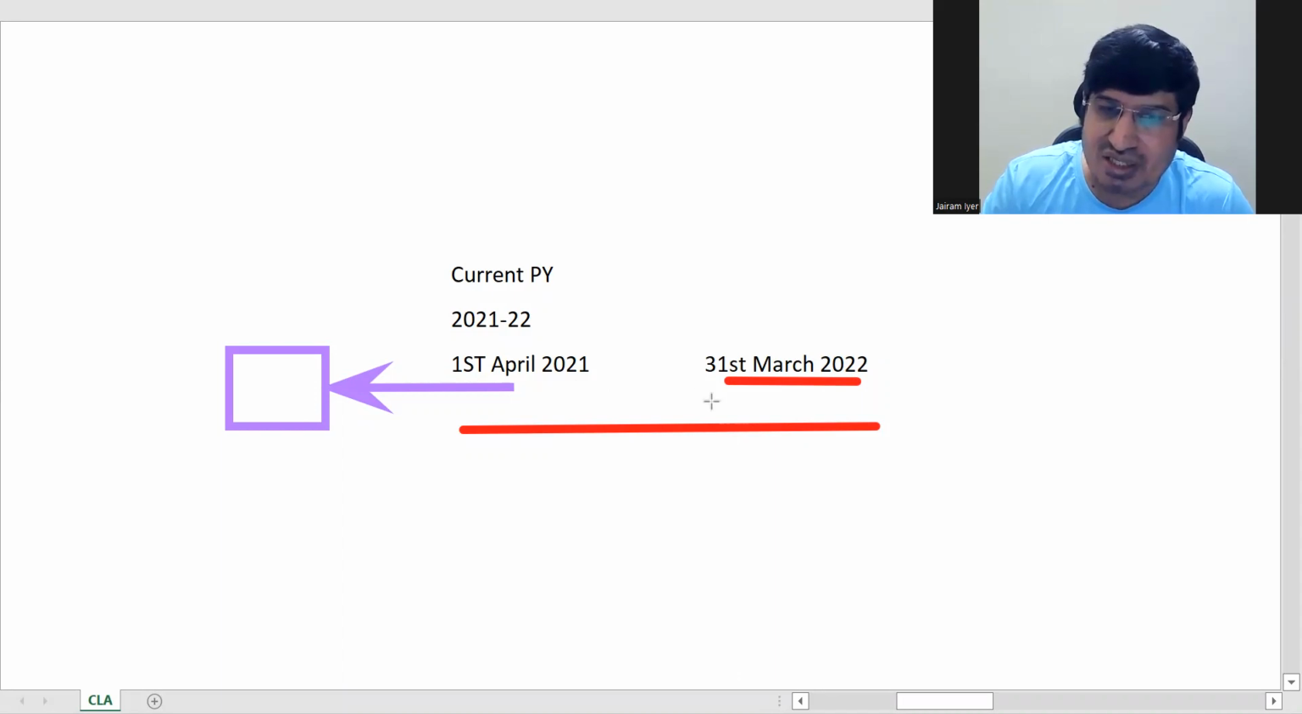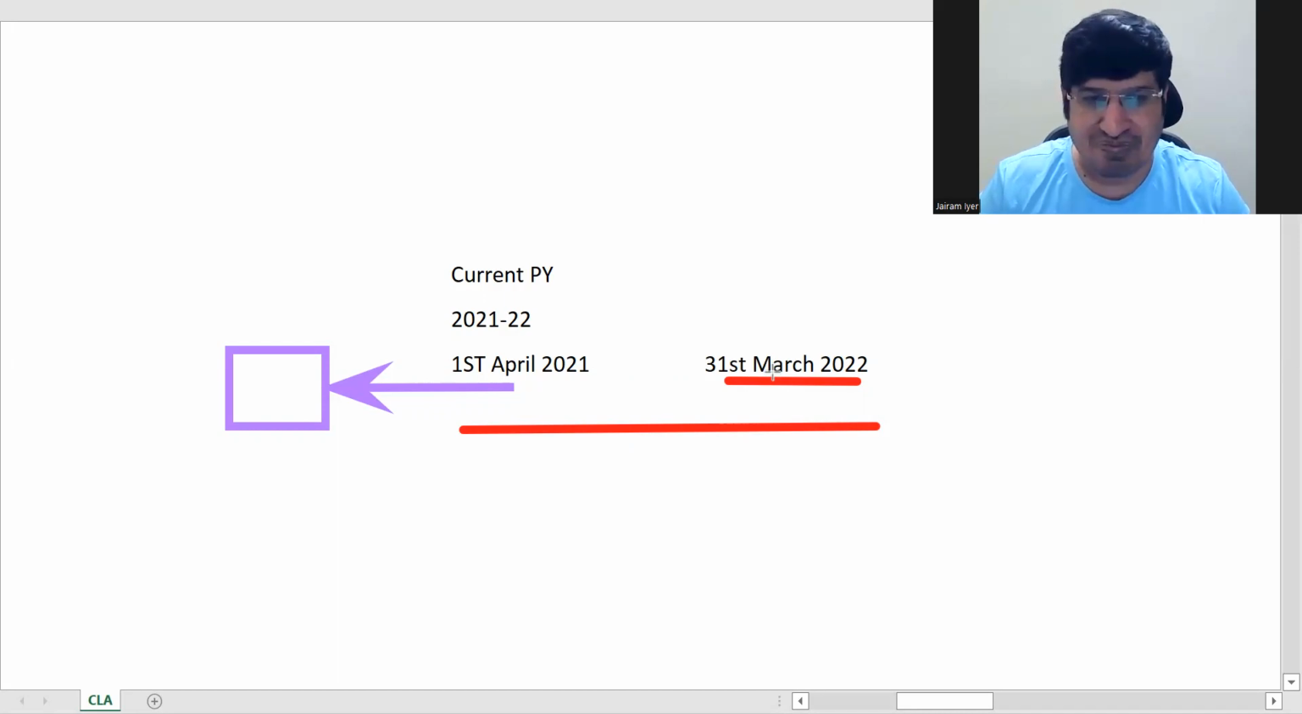Because it is not treated as a new asset. You purchased it in the previous year, that is 2021, which is why it is not treated as a new asset. So that rule of 180 days will not apply now in the current previous year. That is an important point you need to understand.